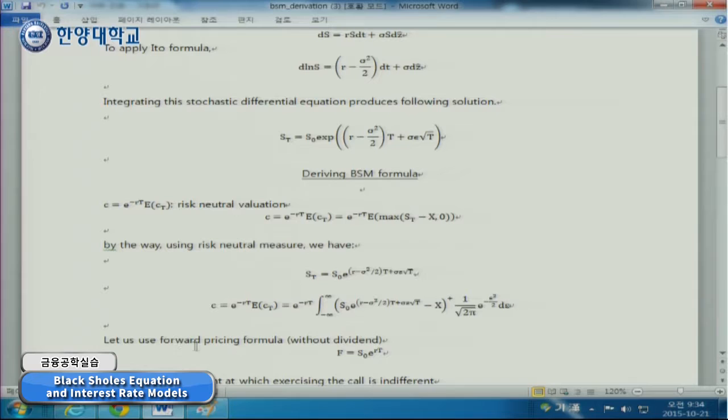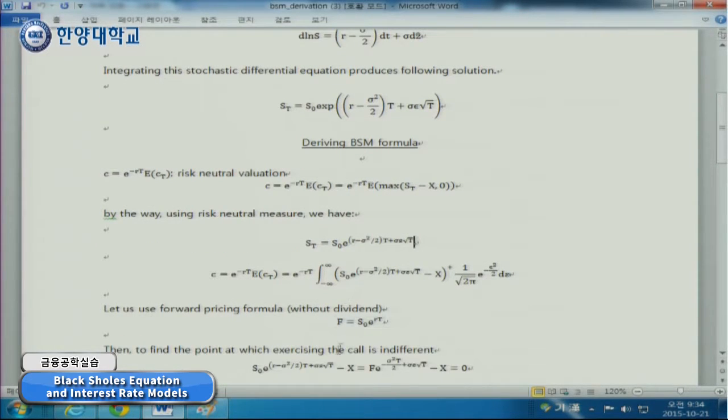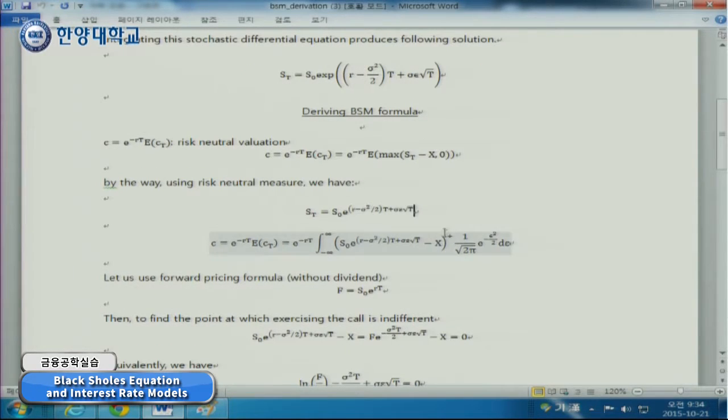And then let us use the pricing formula. So shorthand f looks like this, plus this one. And then we want to find the... I don't like this plus term, so in order to remove this one, I want to find the point of epsilon at which this term is exactly 0. To find the point at which the exercise is indifferent, or the value of this term is exactly 0, we can solve this.